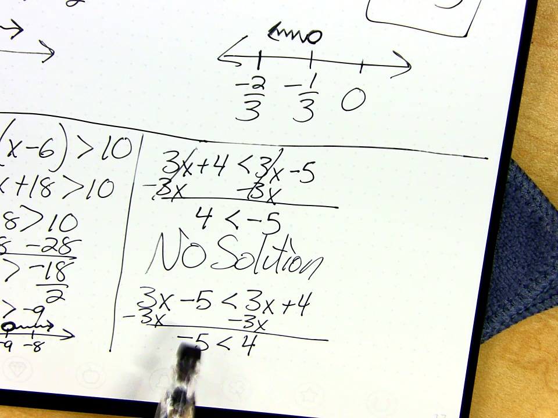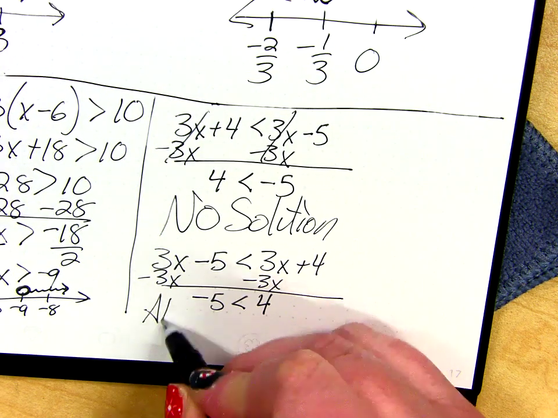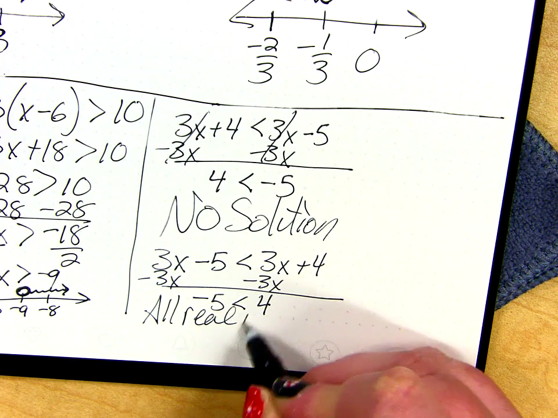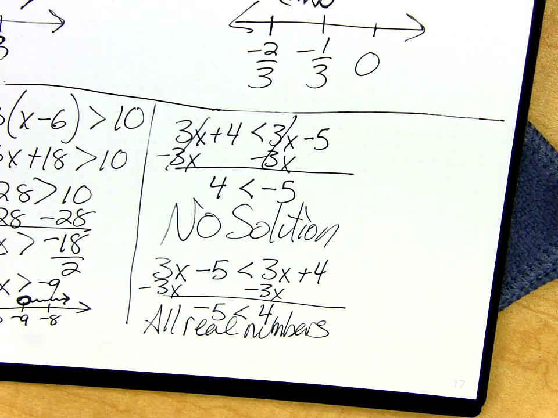So what does this mean? It's a true statement, but you can't solve. It means that any number in the whole wide world will work. Any number. Well, you say all real numbers. Okay. See, I was trying to figure it out. But I got it. Yeah, that's your answer.